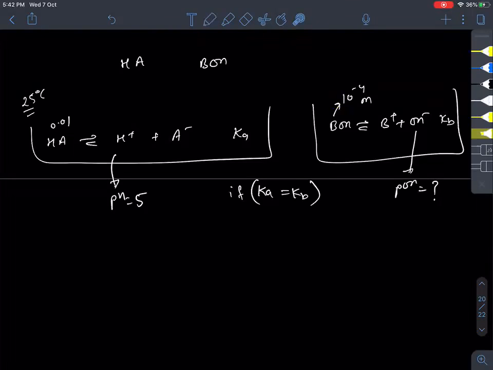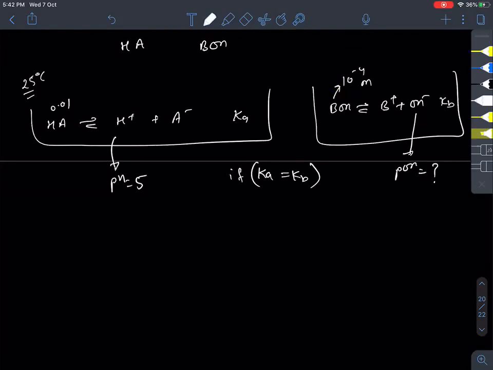Now how to proceed? The first thing that you are supposed to calculate is the value of Kb, because if that is known, thereafter you can proceed, because the initial concentration is given. And how will you know the value of Kb? Because of this relation. First let us figure out the value of Ka, because everything is given here.